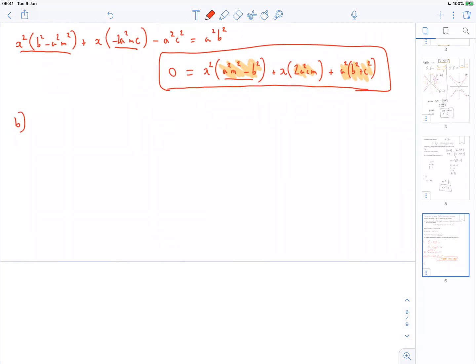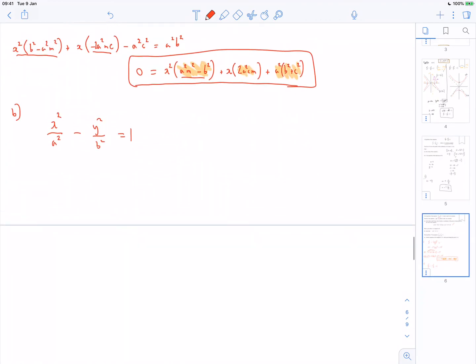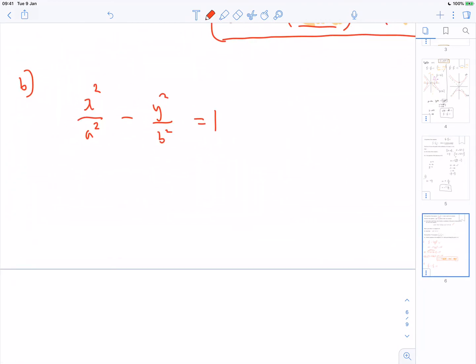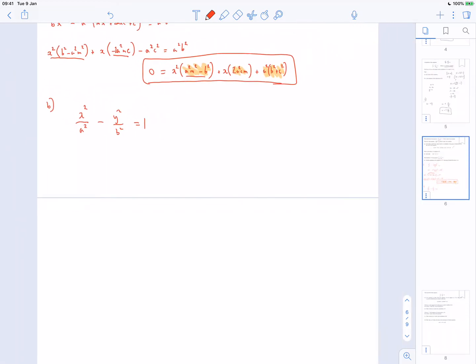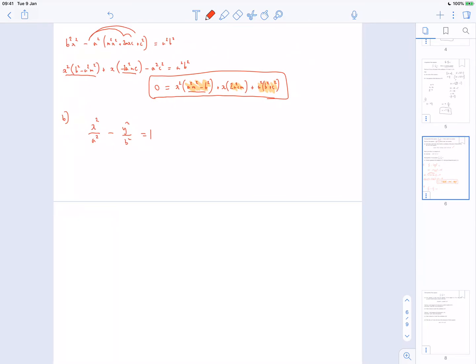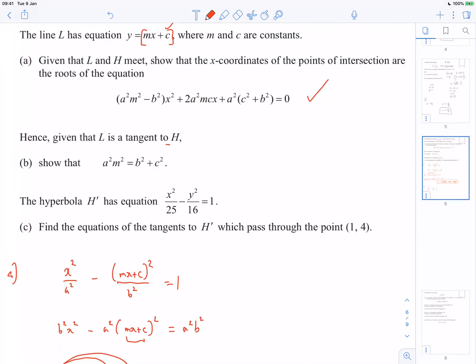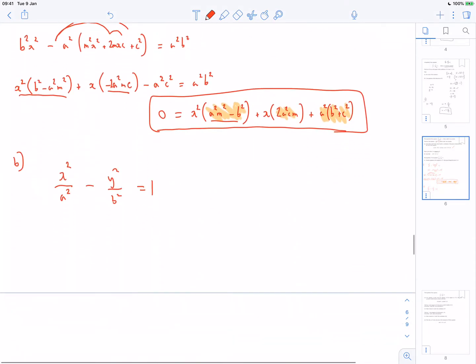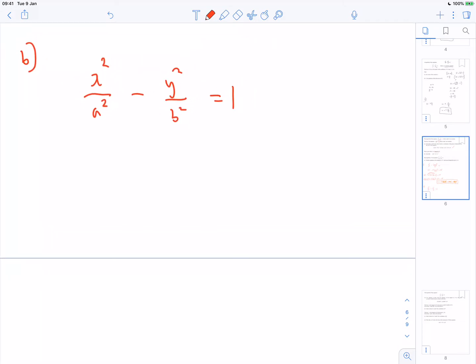Okay, so let's double check. I've got x squared over a squared minus y squared over b squared equals 1. Is that true? Yep. And essentially I want to find dy by dx of this thing. Do I? Okay, yeah, let's go for it. So the gradient of this thing, because it says L is a tangent, so m must equal the gradient of this thing. So, well, I could just differentiate.